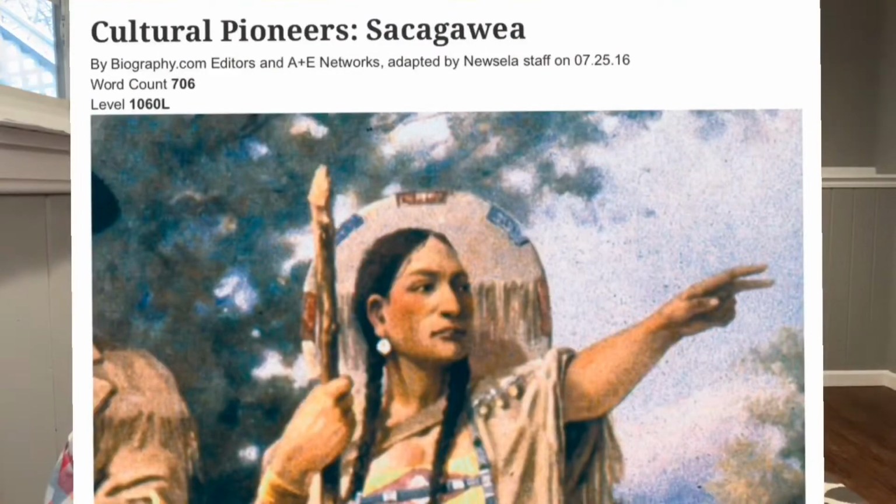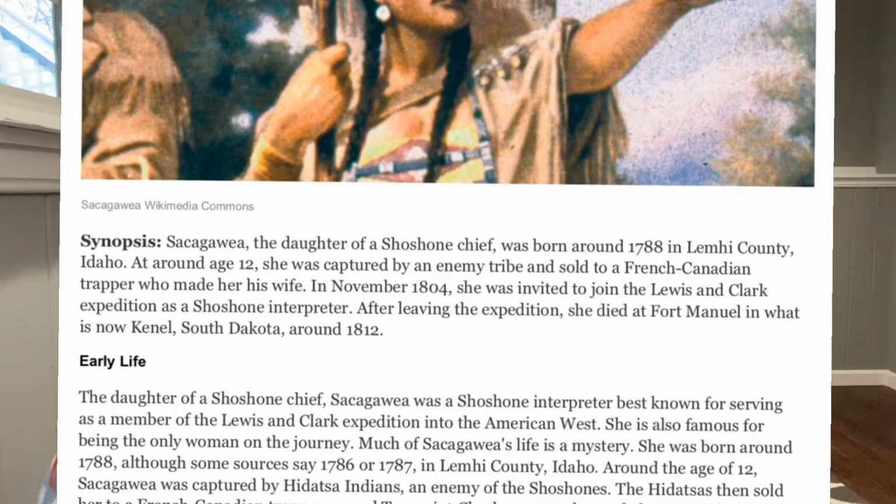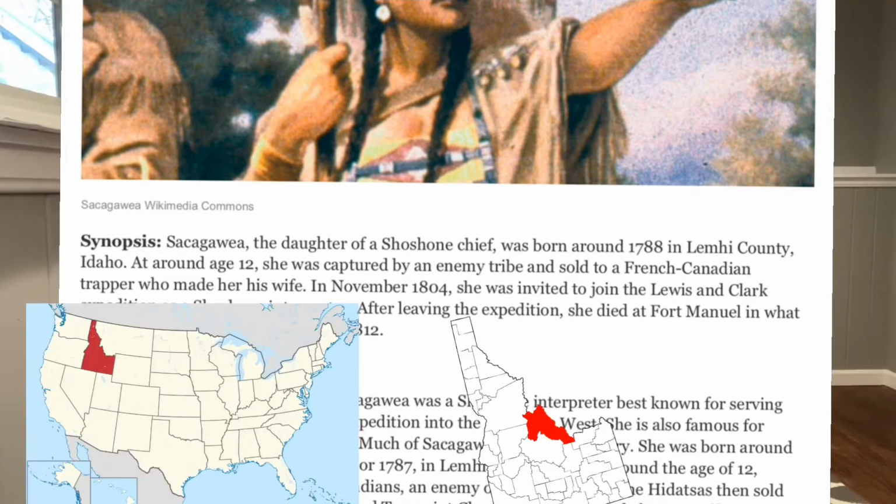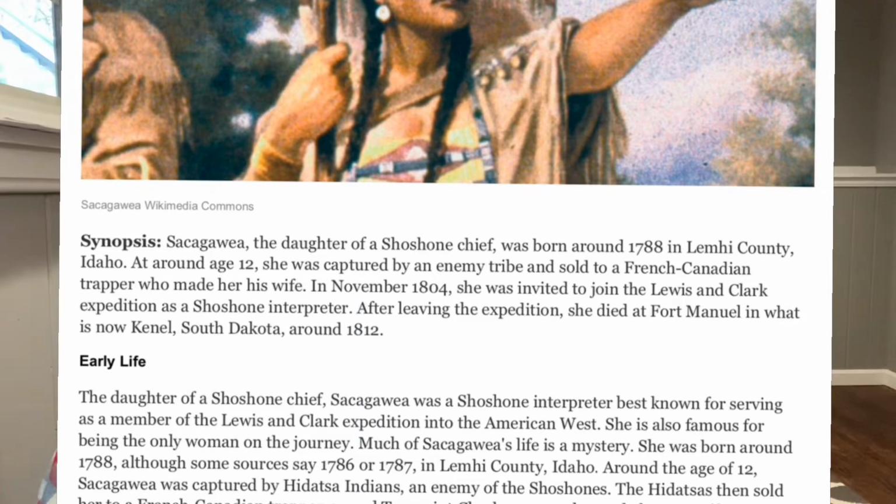So the title of this article is Cultural Pioneers, Sacagawea. Synopsis. Sacagawea, the daughter of a Shoshone chief, was born around 1788 in Lemhi County, Idaho. At around age 12, she was captured by an enemy tribe and sold to a French-Canadian trapper who made her his wife. And if you're wondering what trapper is, it's a profession that was popular back then. People would trap animals and then, a little gross, but skin them and then sell the fur for warm coats and boots and those type of things.